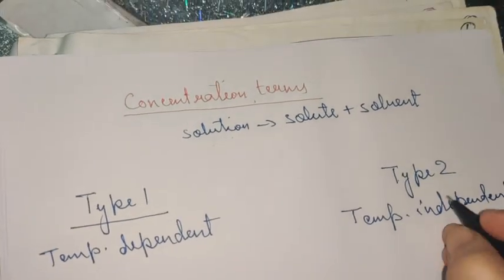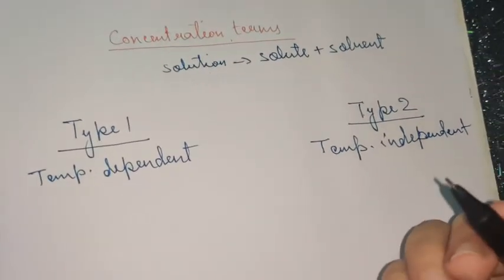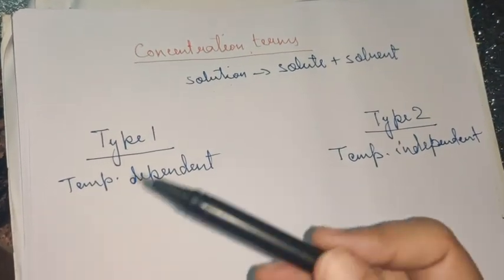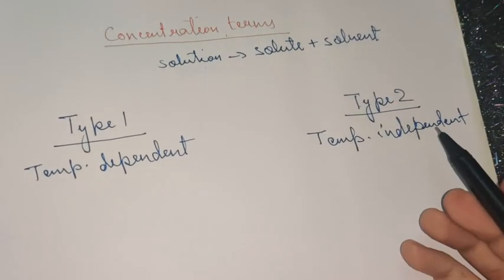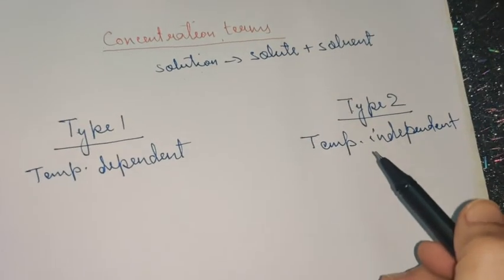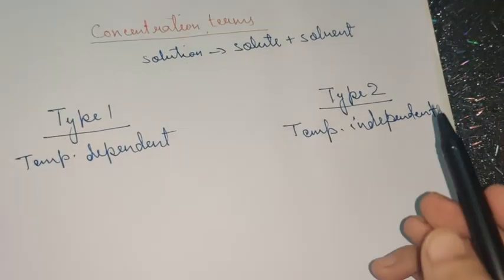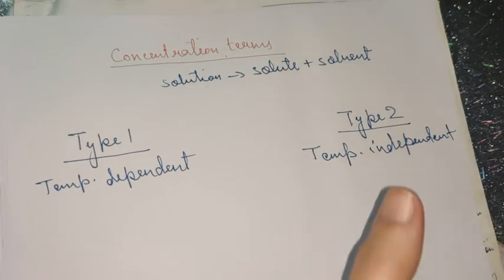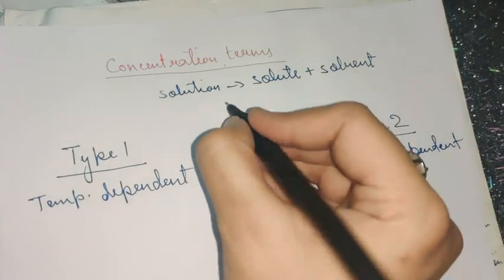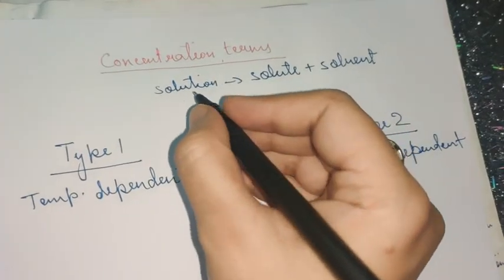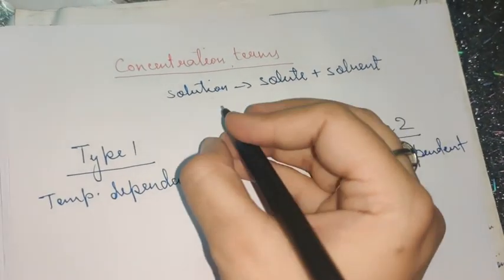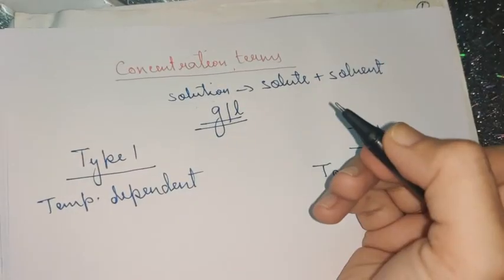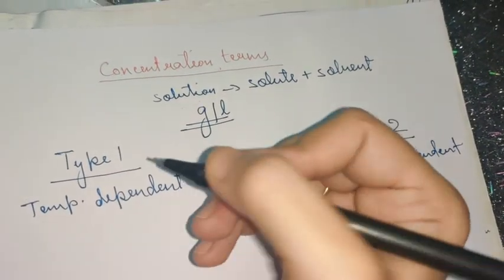Now, do we have to learn this? Do we need to learn which terms depend upon temperature and which don't? For this, children, I'll tell you a trick so that you don't have to learn which terms depend upon the temperature. The simplest way of expressing the concentration of a solution is grams per liter. You must have done this in class 9 also.